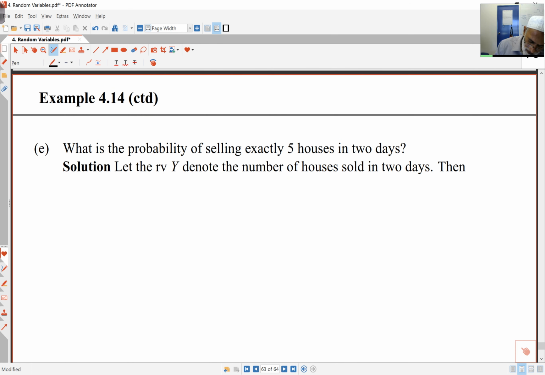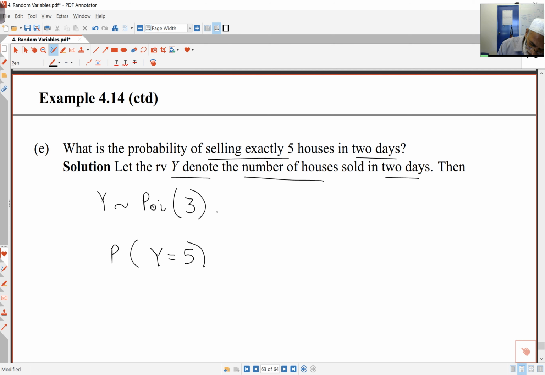So here the question part is probability of selling exactly 5 houses in 2 days. Now my period changed from 1 day to 2 days. So my random variable y will denote the number of houses sold in 2 days. Then y will have again a Poisson distribution, but the average for 1 day was 1.5, so for 2 days it's going to be 3. Scales in the usual fashion. I want probability of y equals 5. That's going to be e to the negative lambda, so e to the negative 3, lambda to the power k, so 3 to the power 5 over 5 factorial. You can calculate that with a calculator.